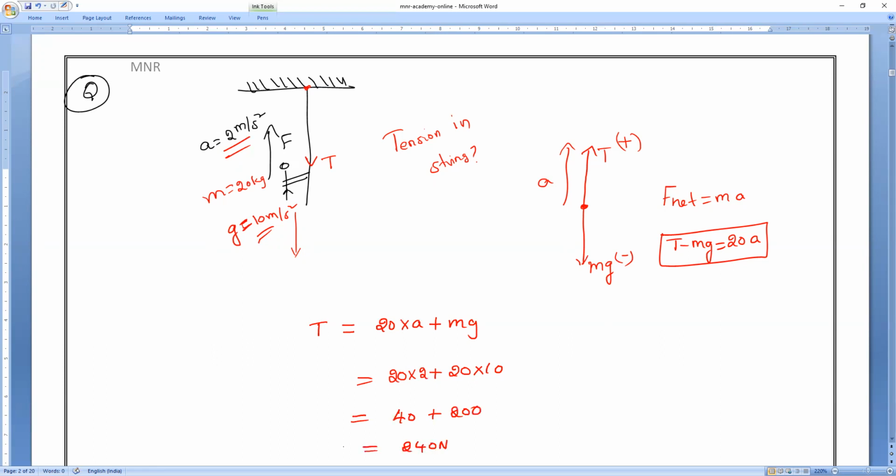So how many newtons is the string tension? All of you. What is the string tension? The tension in the string is equal to how much? 240 newtons.